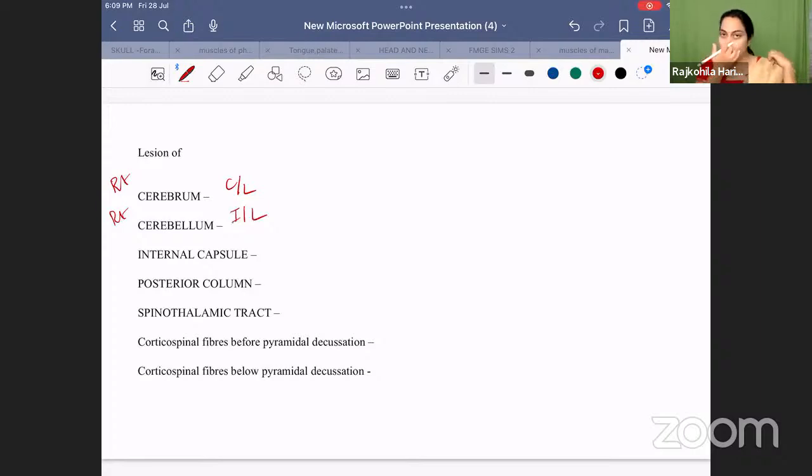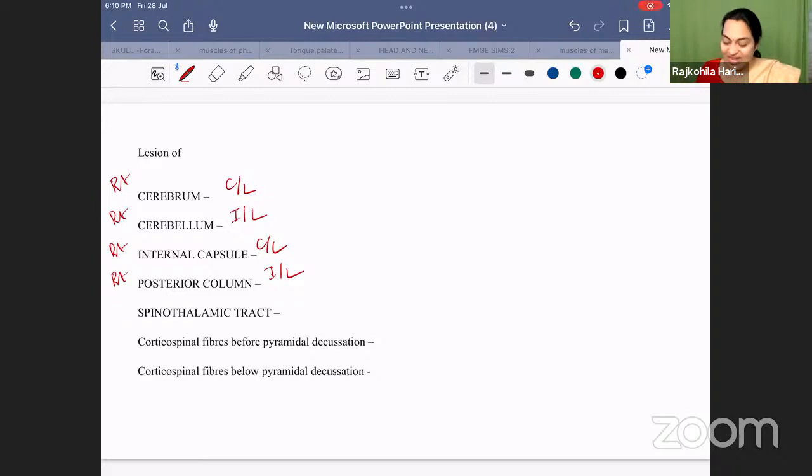Internal capsule, like I told you, is very important: the arrangement of fibers in it, and the blood supply of different parts of the internal capsule. A lesion of the right internal capsule, again, the patient will present with features on the contralateral side. And among the high yield topics, coming to the tracts, the posterior column, the dorsal column pathway, fasciculus gracilis and cuneatus, a lesion involving this, the patient is going to present with symptoms on the same side. It carries the sensation from the same side of the body.